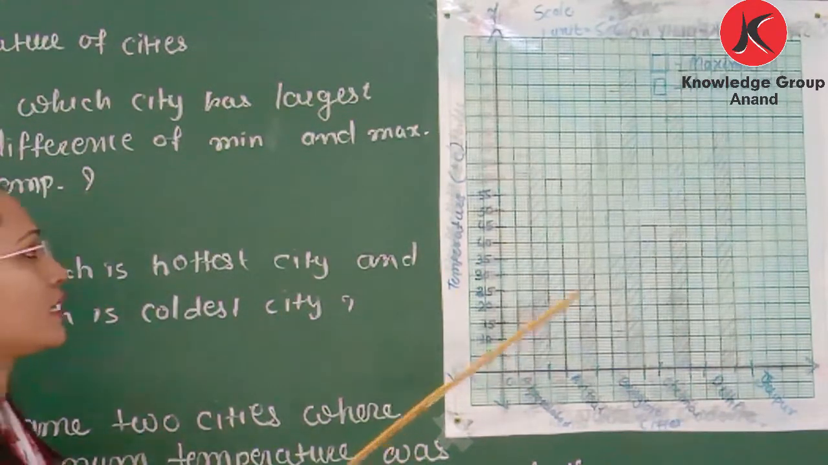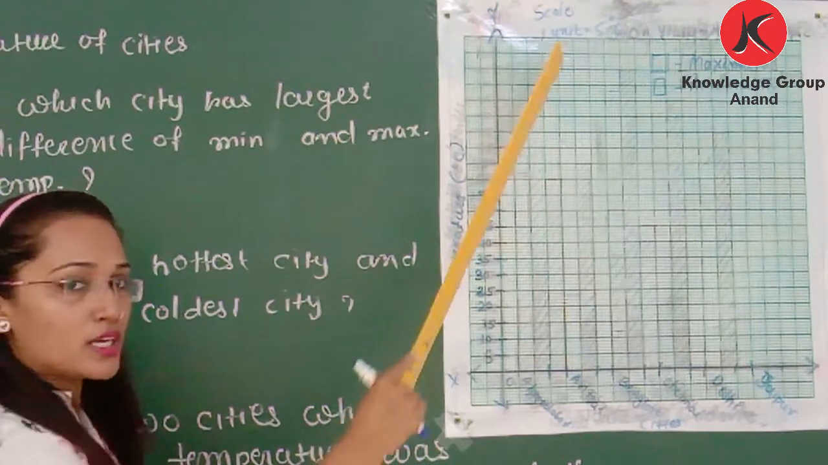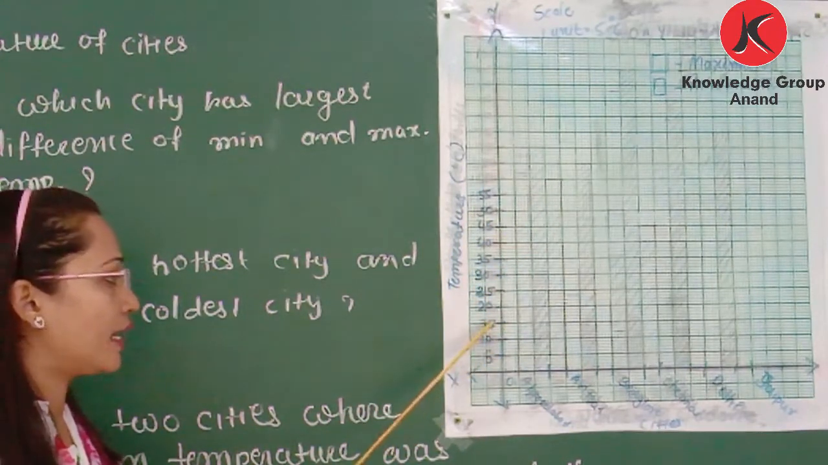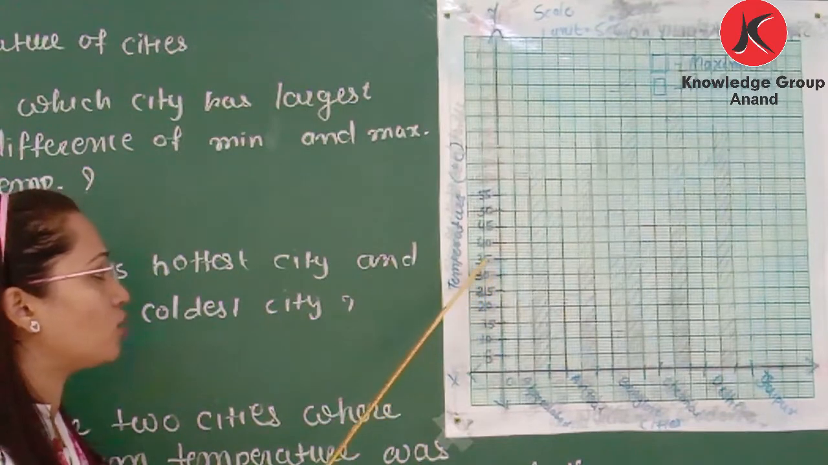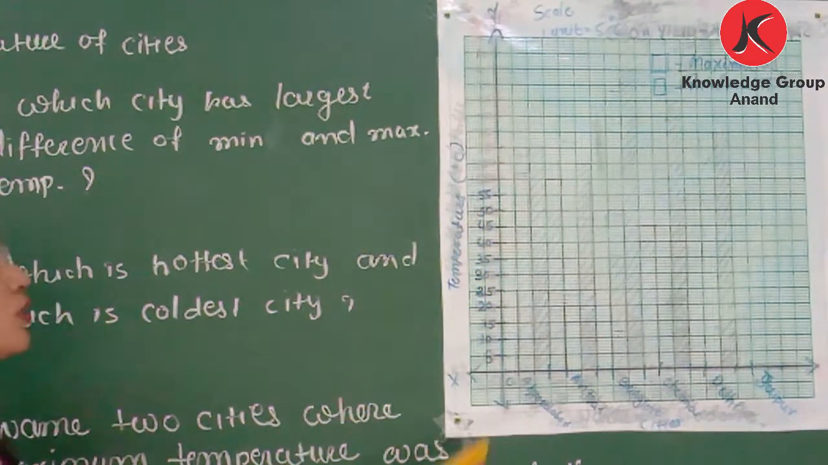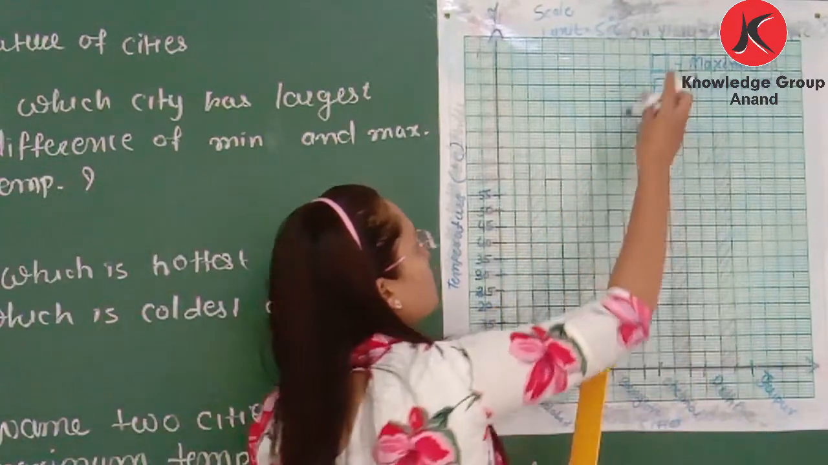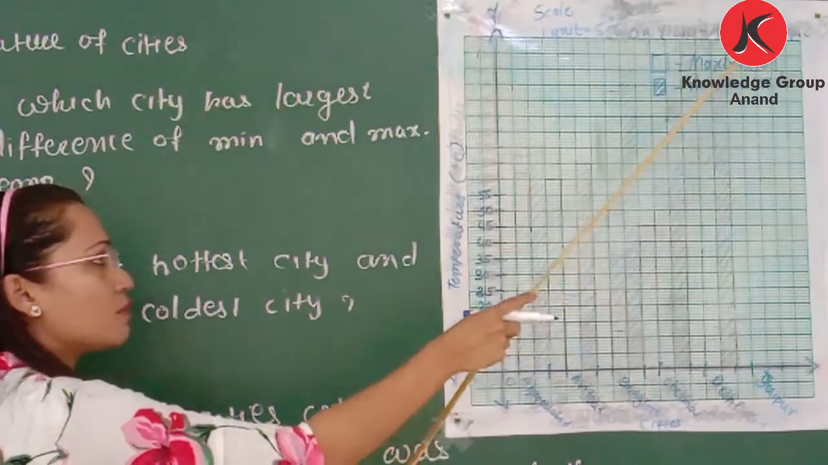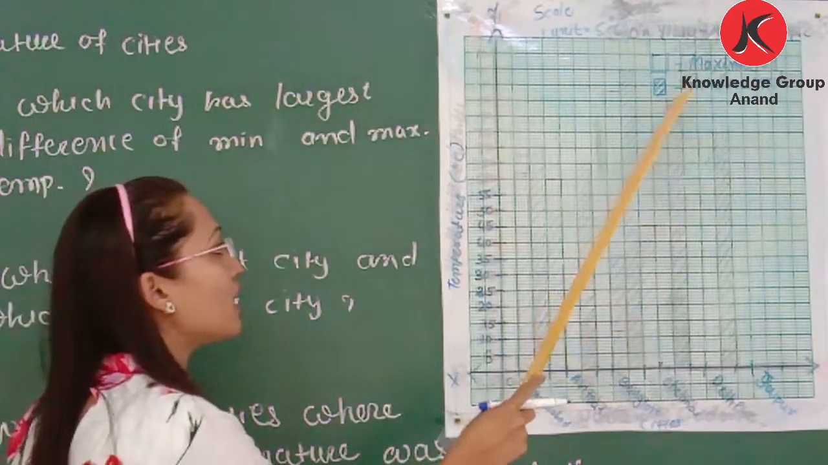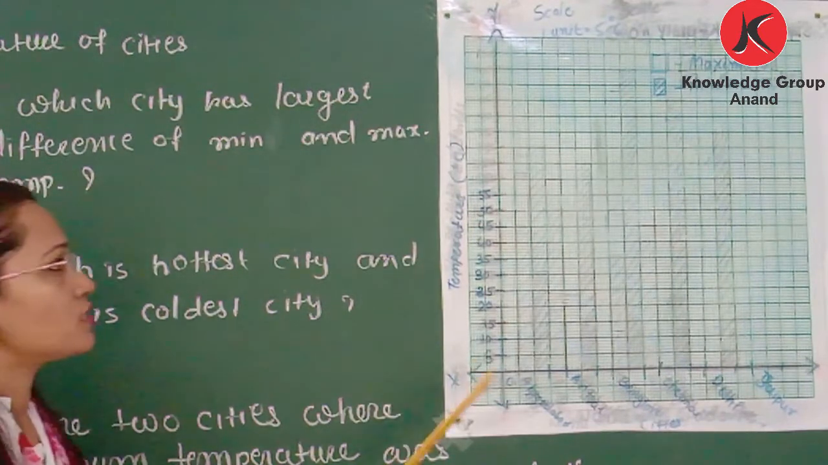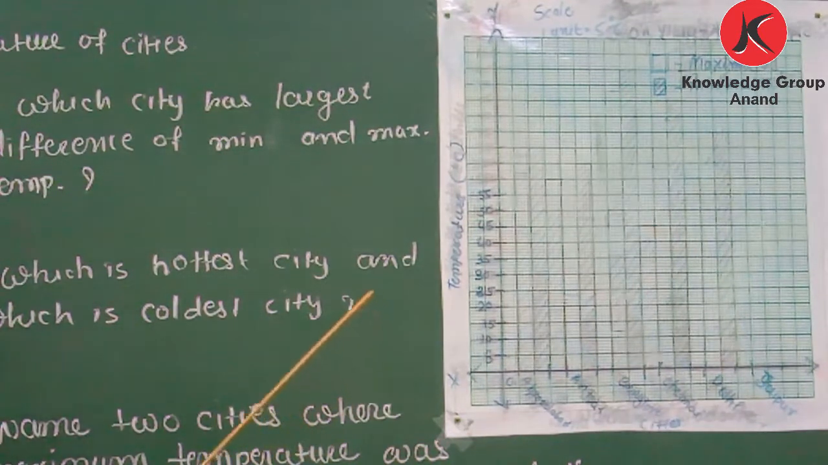Now here I take scale 1 unit is equal to 5 degrees Celsius, means here 5 degrees Celsius and 10, 15, 20, 25, 30, 35, 40, 45, 50, 55. Okay, here this box represent maximum, means this graph will represent maximum temperature and bar with the line will represent minimum temperature. Now let's draw a graph that is for Ahmedabad.